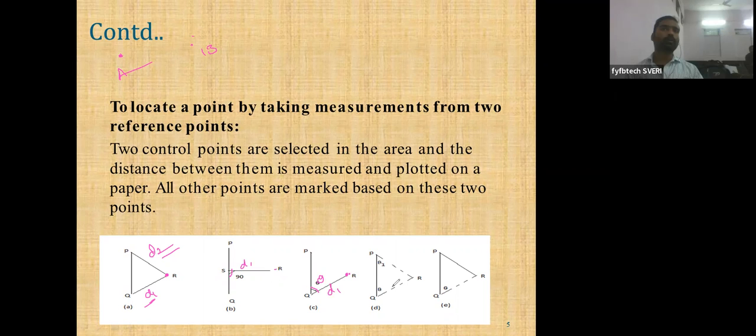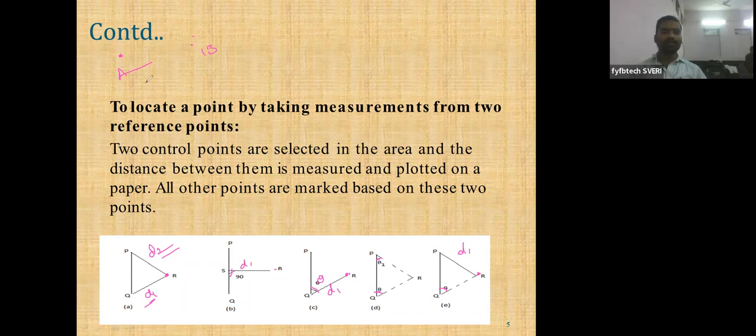Then coming to the last case. If you know both are angular measurements, PQR, this is an angular measurement, and if you know QPR, this is also an angular measurement, can you locate this R? So to locate any point, how many measurements are required? At least two measurements are required. And what are those two measurements? Either linear measurements or angular measurements, or one linear and the other angular. In this case, if this angle is known and this distance D is known, then you can locate this point R.